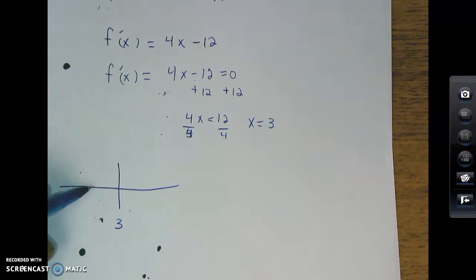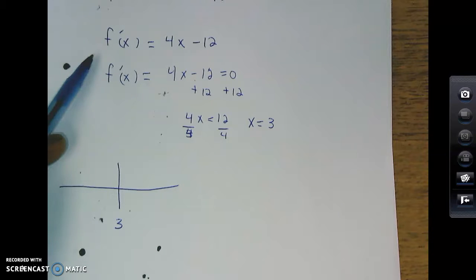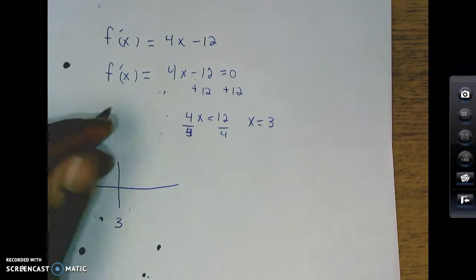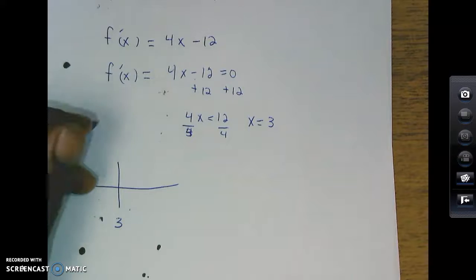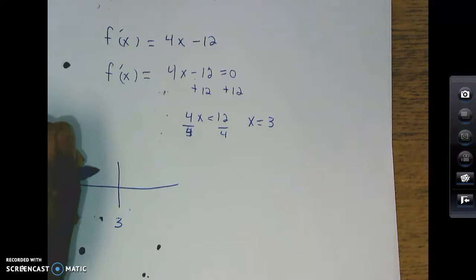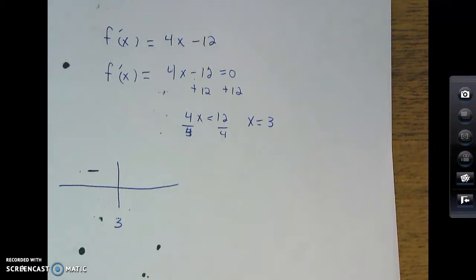So I'm going to use 1. So let's go ahead and use 1. And if I plug in 1, that's going to give me what? Remember, I'm plugging 1 back into the derivative because in order to determine a relative max or min, I want to see when the derivative is changing from either positive to negative or negative to positive. So I plug in 1, and what do I get? I'm going to get 4 times 1, which is 4, minus 12. That's a negative number, because that's going to give me negative 8.